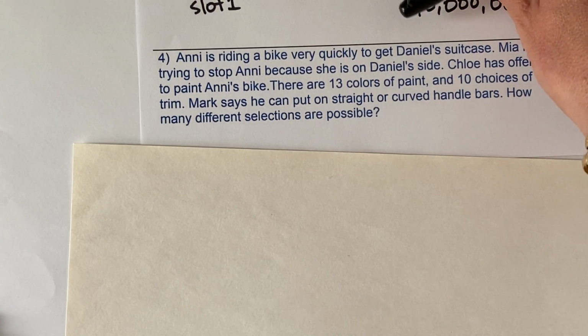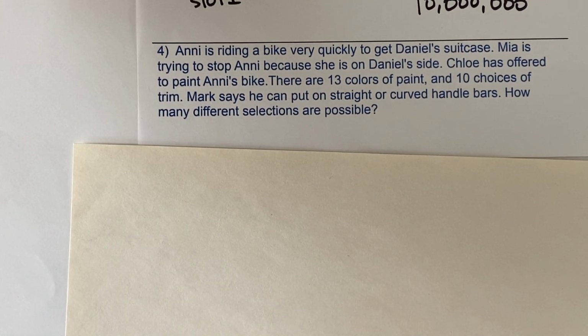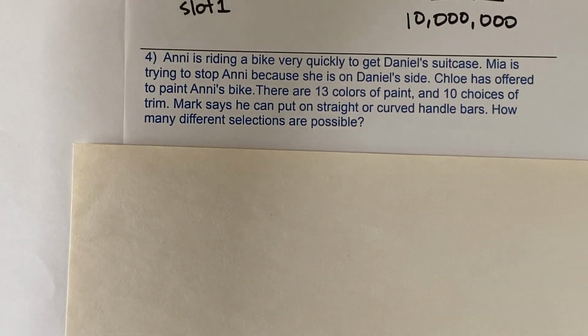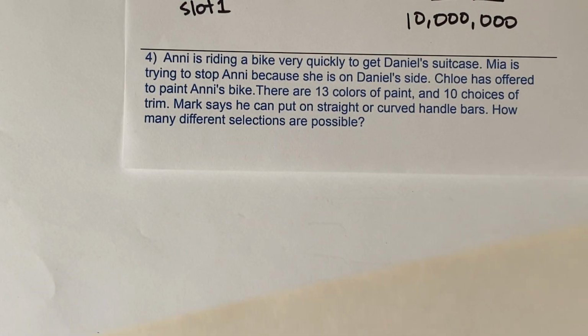Next, Annie is riding a bike very quickly to get to Daniel's suitcase. Mia is trying to stop Annie because she's on Daniel's side. Chloe has offered to paint Annie's bike. There are 13 colors of paint, 10 choices of trim. Mark says he could put on straight or curved handlebars. How many different selections are possible?